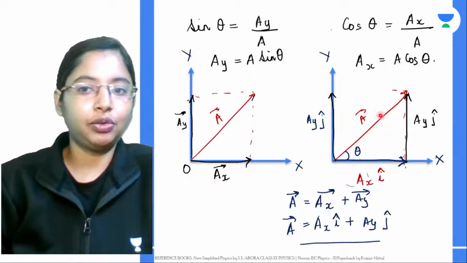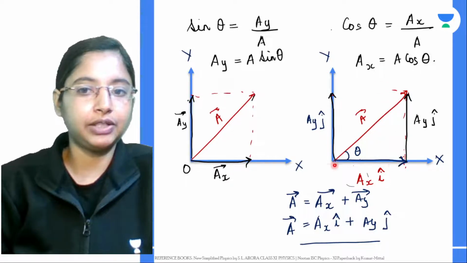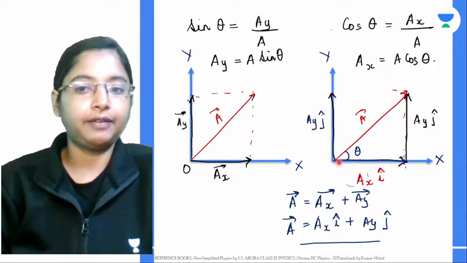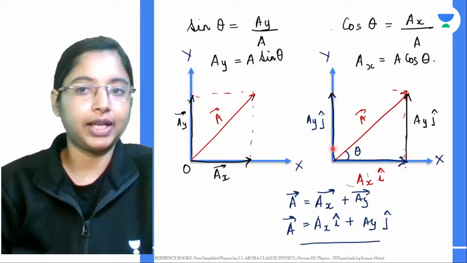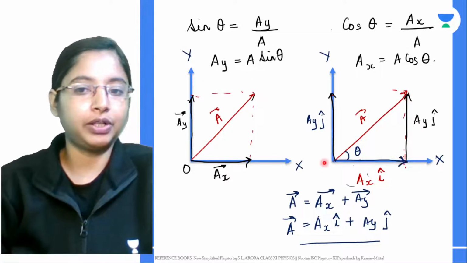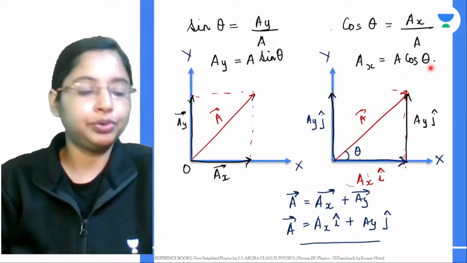Initially what we did, we knew a vector and we found how to find these two component vectors, because you're splitting this vector, right? If you want to find what is the Ax vector or Ay vector, you can use this formula. Whenever you're asking for the x component or the horizontal component, you use cos theta.